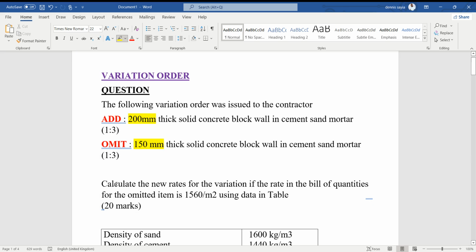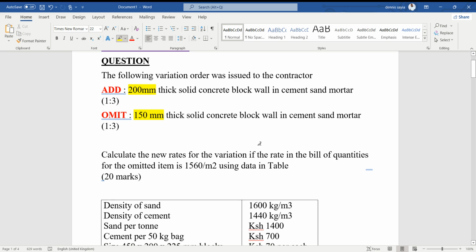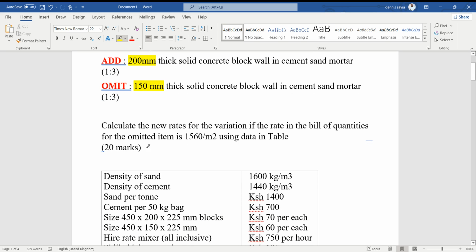Now our question asks us to calculate the new rates of the valuation if the rate in the bill of quantity for the omitted item is 1,560 per meter square, using data in the table. And the question has been awarded 20 marks.